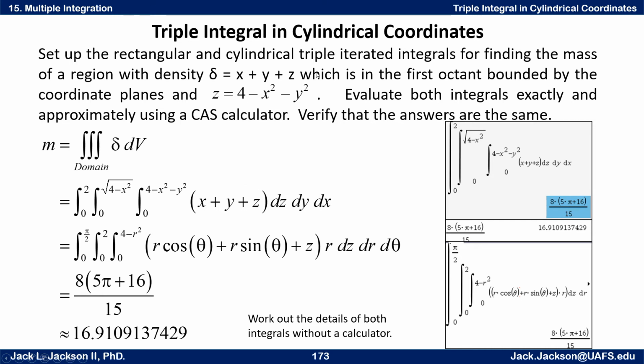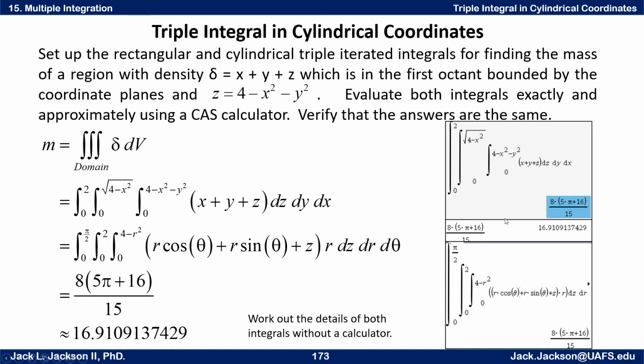The polar form, or cylindrical form, is the function x plus y plus z becomes r cosine theta plus r sine of theta plus z. Your dV, don't forget the r right there. So it's r times dz dr d theta. So you can't forget that. Well, you can. It's pretty easy to forget that r right there, so be careful of that. Okay, and then the z's run from 0 to 4 minus r squared. The r's run from 0 to 2, and the theta runs from 0 to pi over 2.